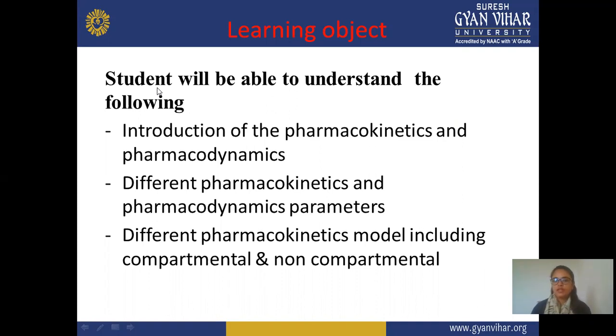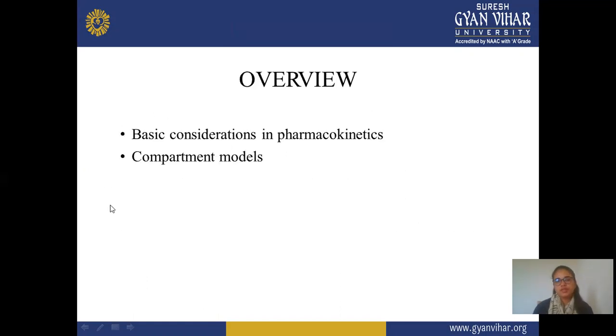Next are the different pharmacokinetic models, including compartmental and non-compartmental models. You should know that pharmacokinetic models are basically of two types, compartmental model and non-compartmental model. You should know what a compartmental model is and what a non-compartmental model is, the difference between them, and the subtypes of each. You should know all the information regarding compartmental and non-compartmental modeling. So this is regarding the learning objectives.